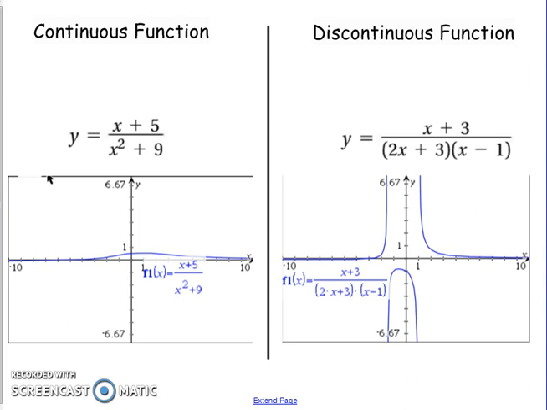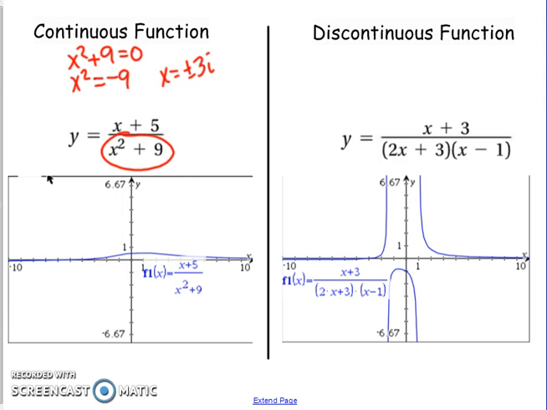If we look at the denominators of each, the denominator of the continuous function, if we try to set this to 0 and we want to find the restrictions, when I subtract 9 on each side, I get x squared equals negative 9. And I know that that's going to give me an imaginary number. So when I take the square root, I get plus or minus 3i. So that has no restrictions. There's nothing that's going to make that denominator 0. Since there are no restrictions, it's a continuous function.